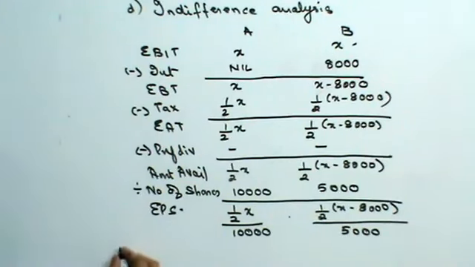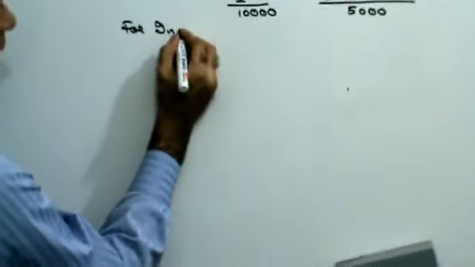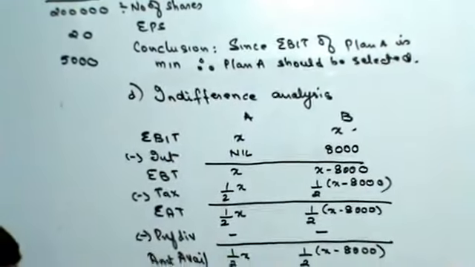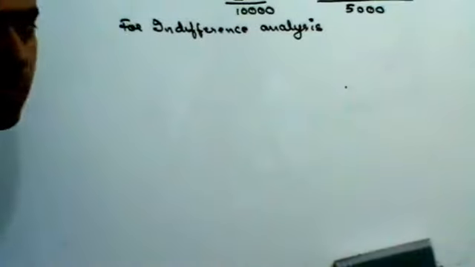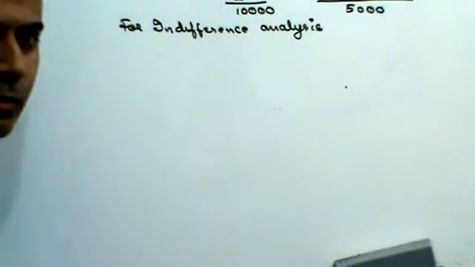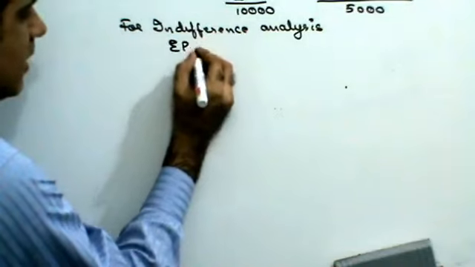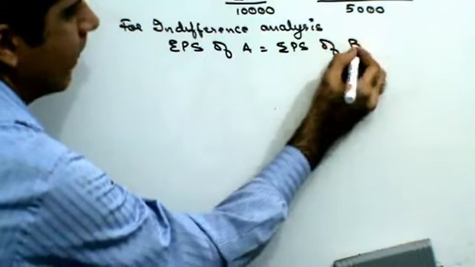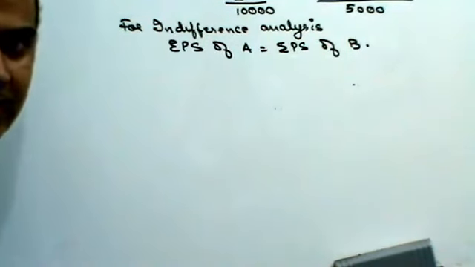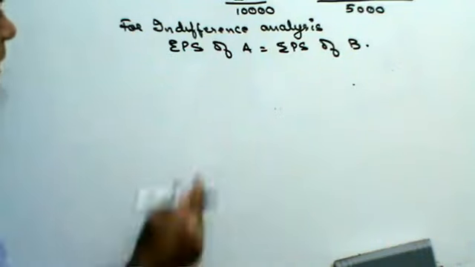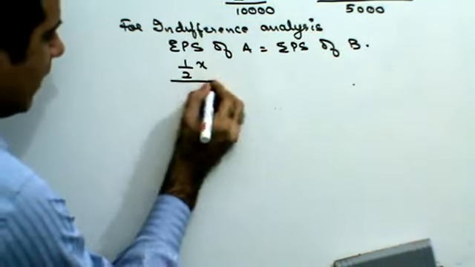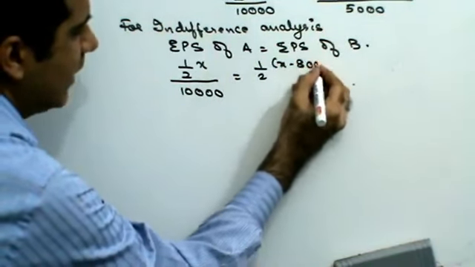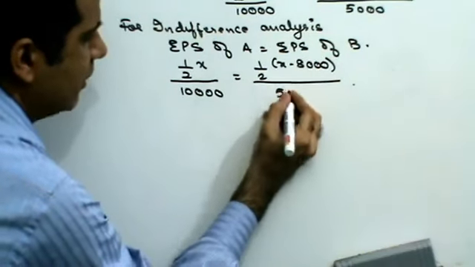Now, for indifference analysis, you have to assume the EPS of A to be equal to the EPS of B. EPS of A is assumed to be equal to EPS of B. It's only if the EPS of both the companies are same will you be indifferent to both the companies. That means 1 upon 2x divided by 10,000 should be equal to 1 upon 2 into x minus 8,000 divided by 5,000.